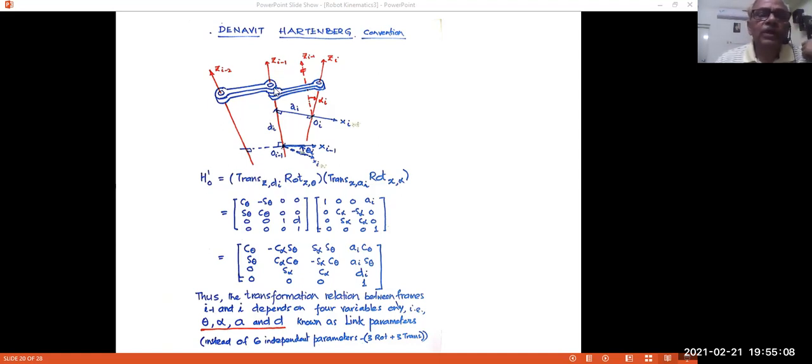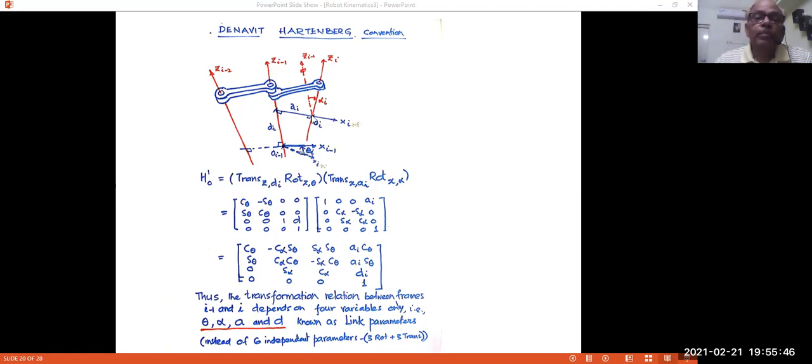We assign frames: Zi minus 1 would have frame Oi minus 1 on Zi minus 1, and to locate it, we draw a common normal between Zi minus 1 and the previous Z axis, and call that Xi minus 1. So at this point, you have a frame Oi minus 1, Xi minus 1, Zi minus 1, and Yi minus 1. Similarly, we fix a frame by drawing a common normal between Zi minus 1 and Zi.